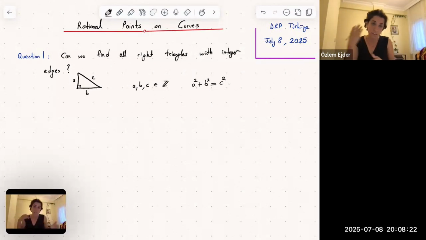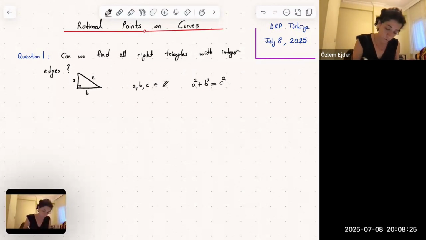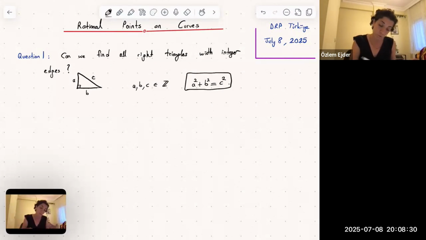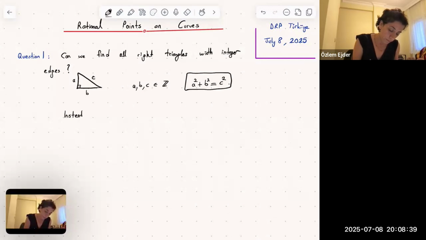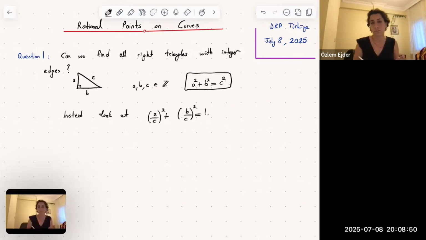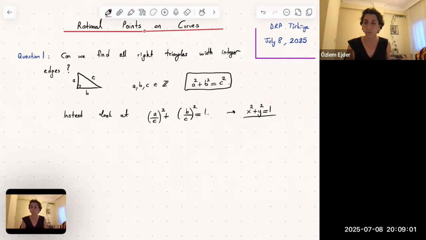Let me ask this question in the following way. Since C is an edge length of a triangle, it's non-zero, so I can divide by C. And so I can look at the following equation instead: A over C squared plus B over C squared equals 1. Now, this should remind you of the circle equation, the circle with radius 1. So I'm actually looking at the points on a circle with radius 1.